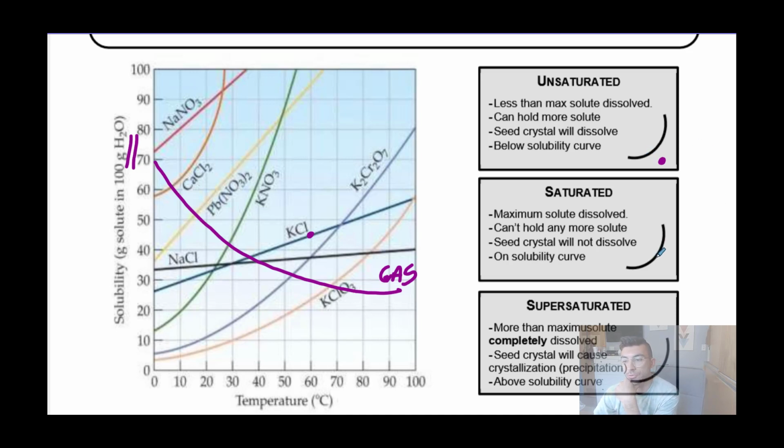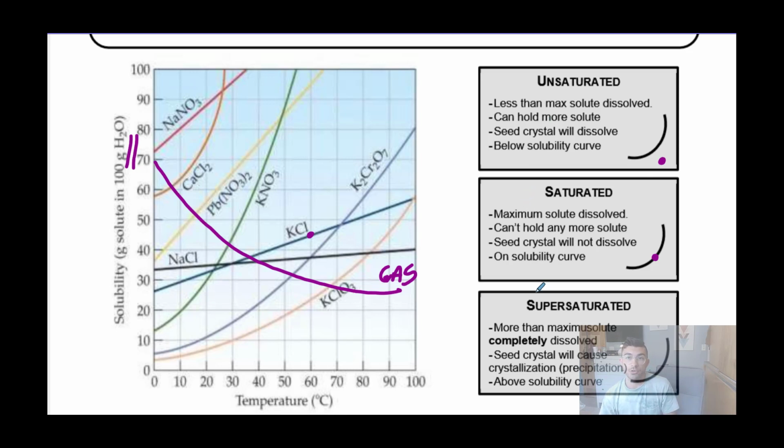A saturated solution is when we have something directly on the line, like the KCl example we just read before. What we were reading is that at 60 degrees Celsius in 100 grams of water, we can dissolve a maximum of 45 grams of KCl. No more will dissolve. So if we go to add a seed crystal, we're going to see that crystal just fall to the bottom.